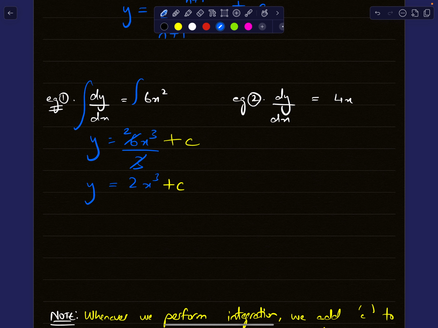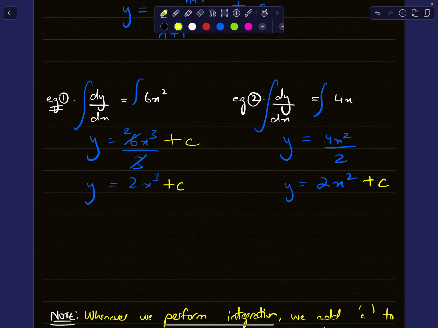Alright, moving on to our second example, integration sign. Y, increase the power by 1, divide by the increased power, and we have 2x squared plus c.